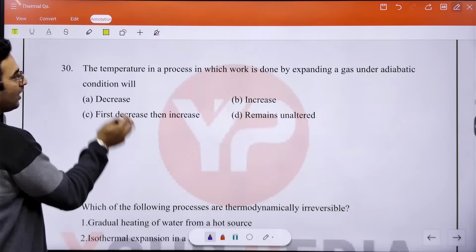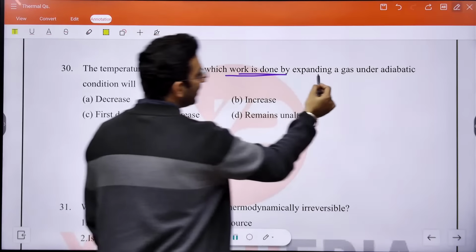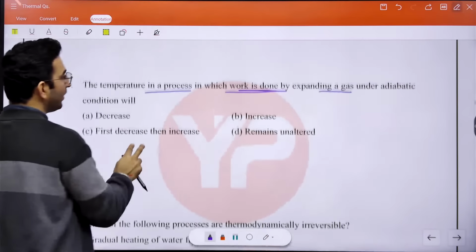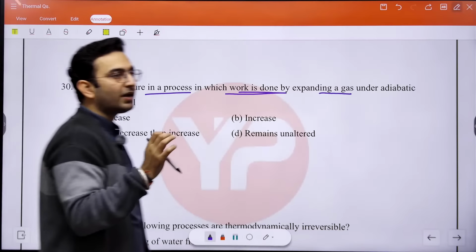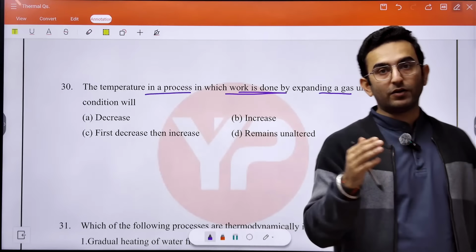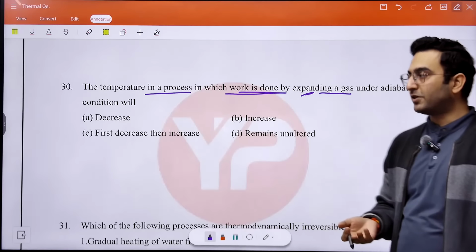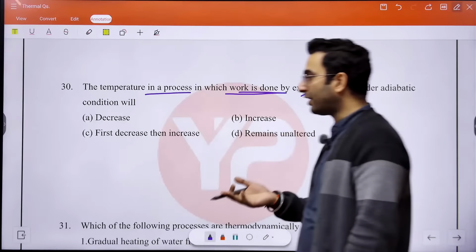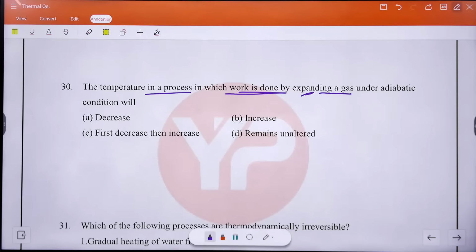Next, the temperature in a process in which work is done by expanding a gas under adiabatic condition will be. Okay, if you are carrying out an adiabatic process and if the work is being done during the expansion process here, what will be the temperature change? Is it going to decrease, or is it going to be negative or positive here? What will be the effect on the temperature during the adiabatic expansion process?